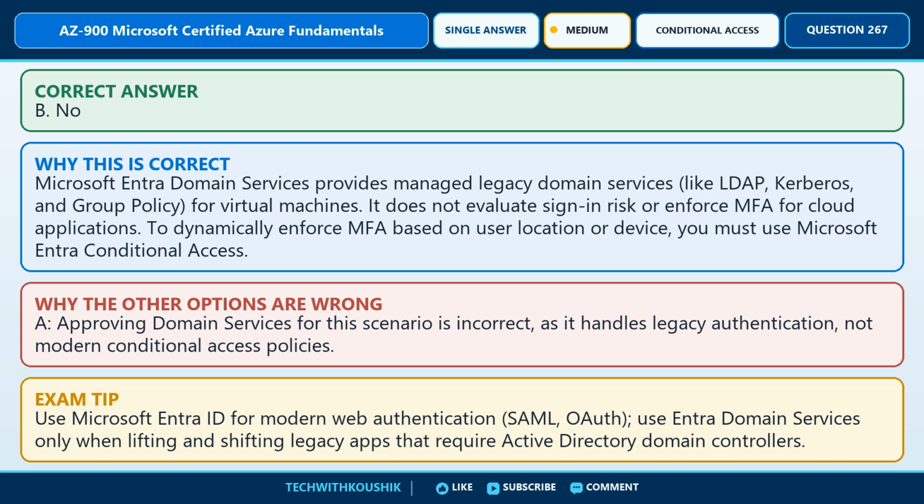The other choices do not work because A. Approving domain services for this scenario is incorrect as it handles legacy authentication, not modern conditional access policies. Exam tip. Use Microsoft Entra ID for modern web authentication, SAML, OAuth. Use Entra domain services only when lifting and shifting legacy apps that require Active Directory domain controllers.